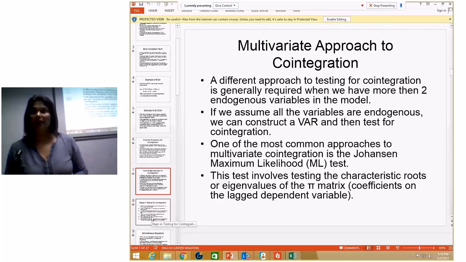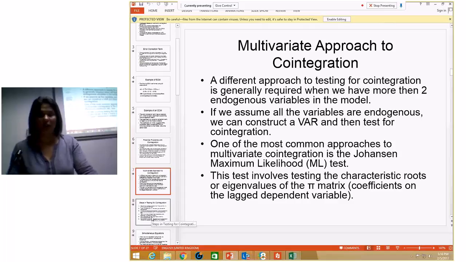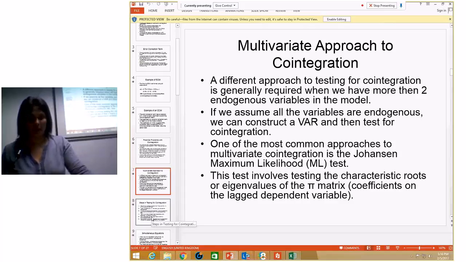The multivariate approach of cointegration. A different approach for testing cointegration is generally required when we have more than two endogenous variables in the model, then we use the multivariate approach of cointegration.